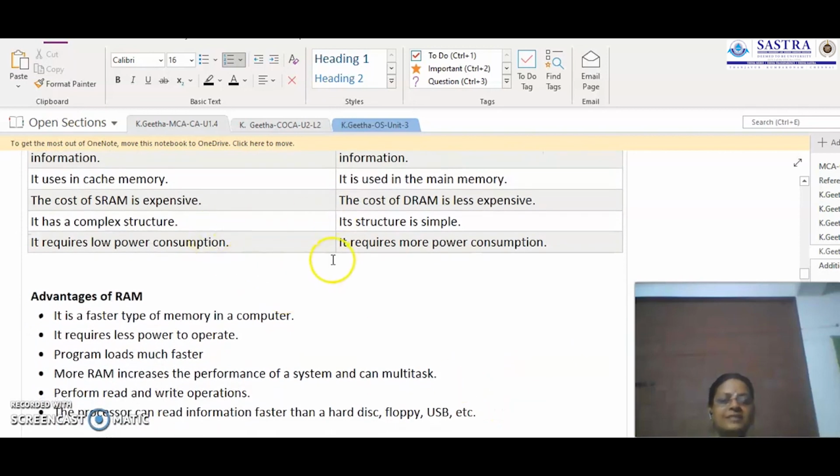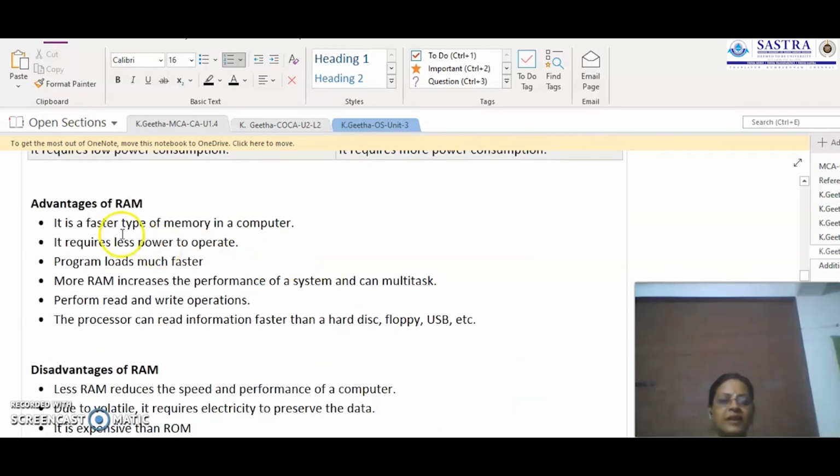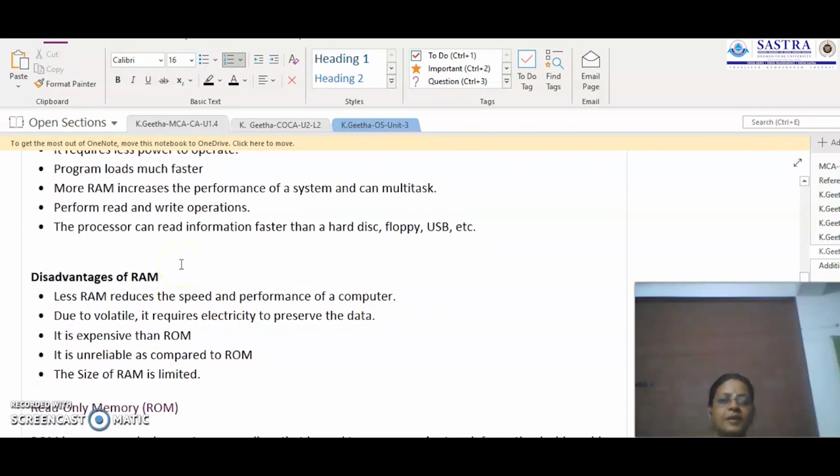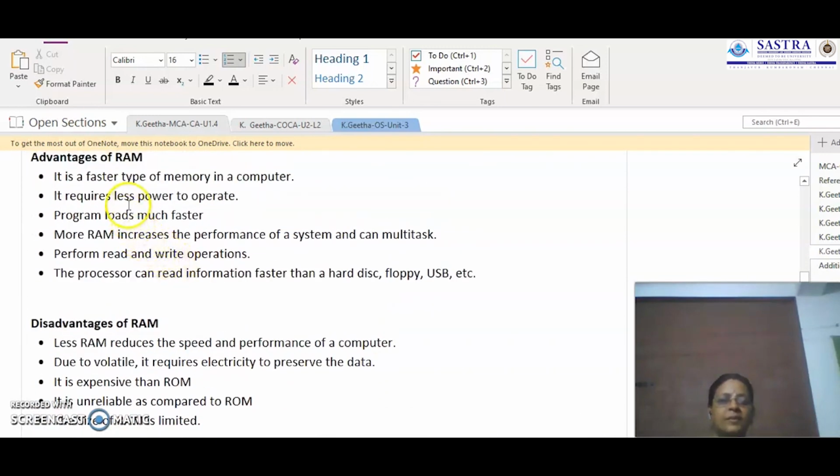So whatever we have discussed here, based on that we have some advantages of RAM and disadvantages of RAM. It's going to be self-explanatory, so we can just go through this and it will be clear to you. RAM advantages: it is faster in nature, uses less power, and increases the performance of the system for multitasking, and of course programs are loaded faster and it's suitable for performing read and write operations.